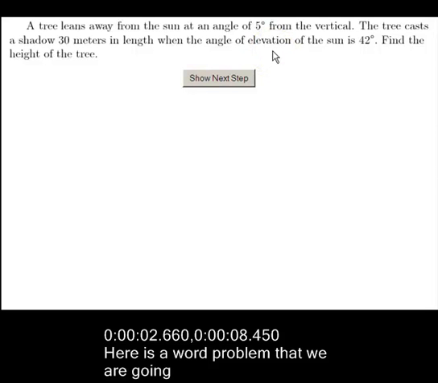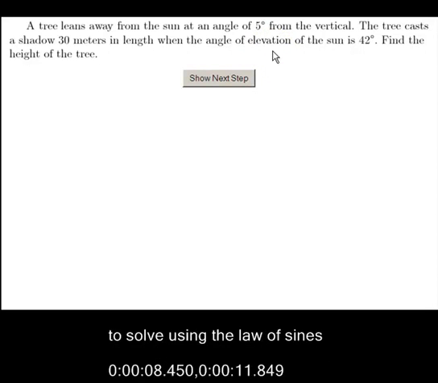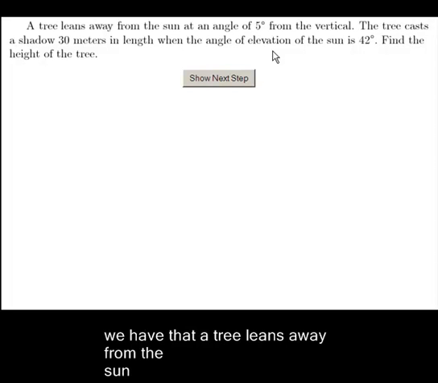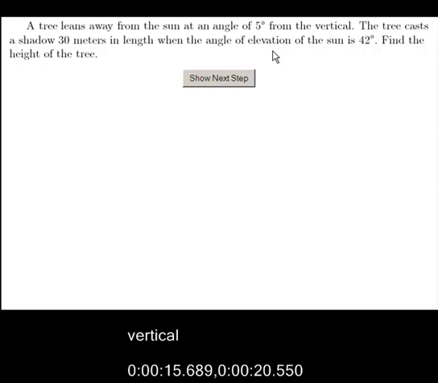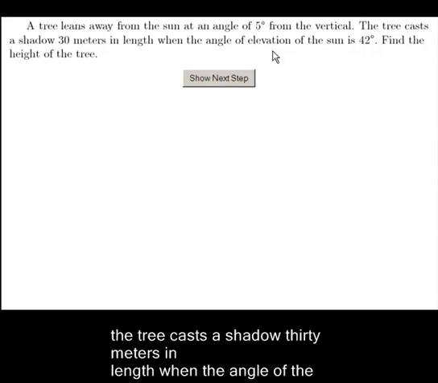Here is a word problem that we are going to solve using the law of sines. We have that a tree leans away from the sun at an angle of 5 degrees from the vertical. The tree casts a shadow 30 meters in length when the angle of elevation of the sun is 42 degrees. Find the height of the tree.